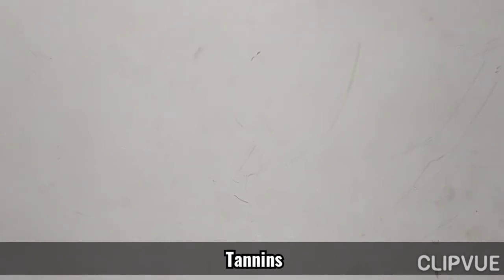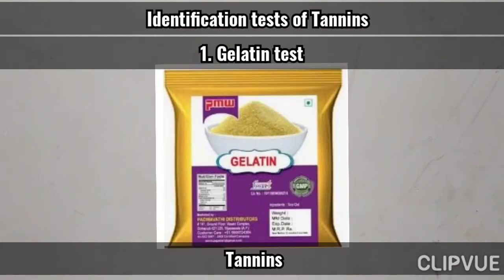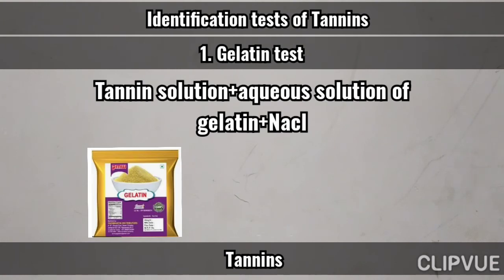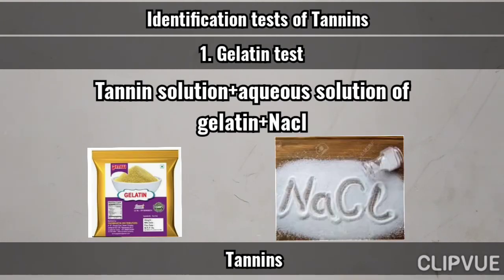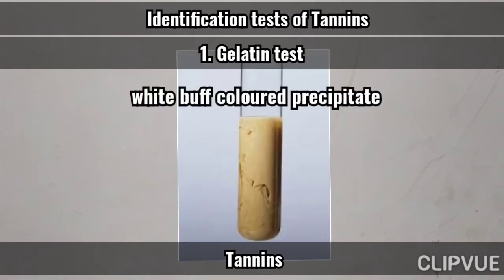Coming to the next one, identification tests of tannin. There are 6 tests. The first one, gelatin test. Tannin solution plus aqueous solution of gelatin plus sodium chloride, NaCl. It gives a white buff colored precipitate.